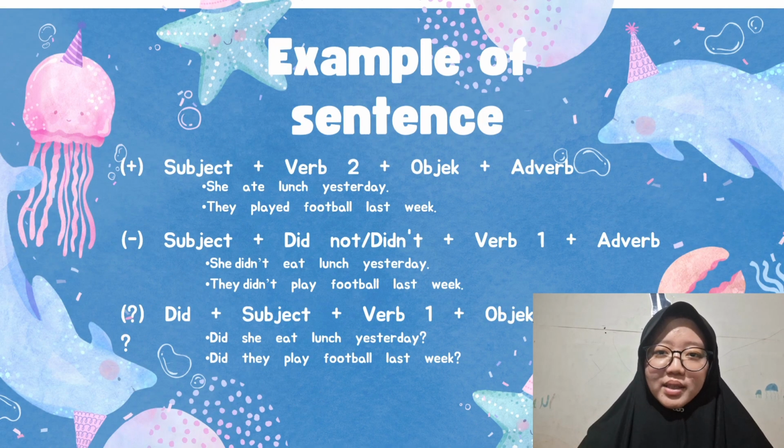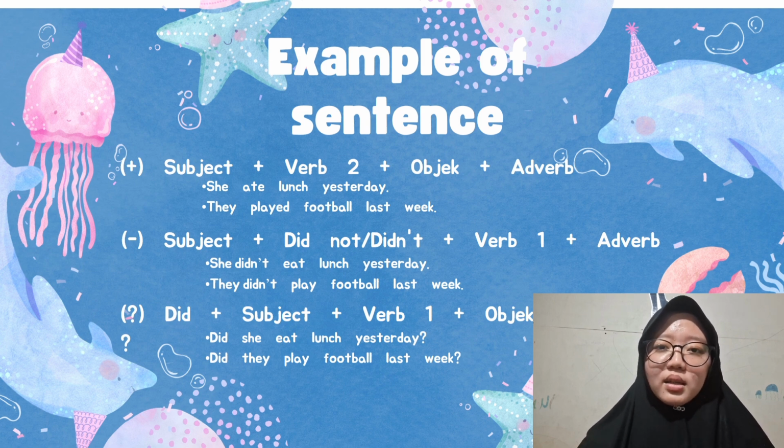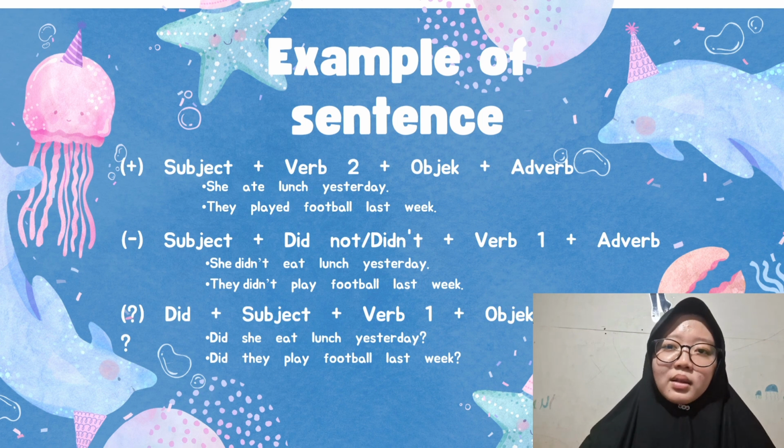Alright, the first example of a positive simple past tense sentence is, she ate lunch yesterday. She is the subject of the sentence, then ate is the verb in its second form, and the base form is eat. Lunch serves as the object, and yesterday is the adverb of time.